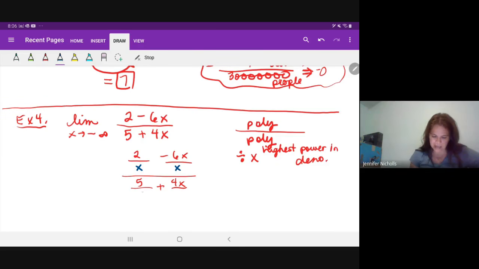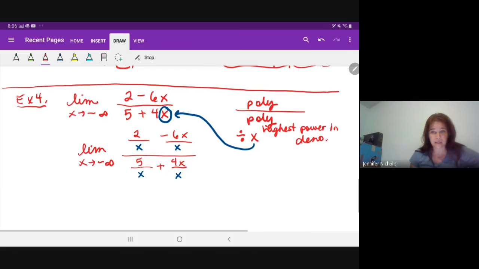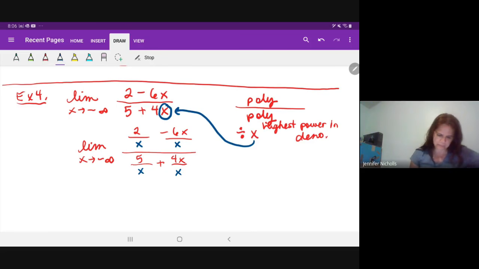Okay, I'm dividing by x, and the reason I'm dividing by x is because of this x right here. Okay, so x to the highest power in the denominator is that. So I'm going to divide every term by x. And then you have to ask yourself, do I still have an x in the problem? I do, so that's why I need the limit as x approaches negative infinity. I need to keep that x approaching negative infinity until I have no x's left. Okay, so you have to simplify. So don't forget the simplify step.